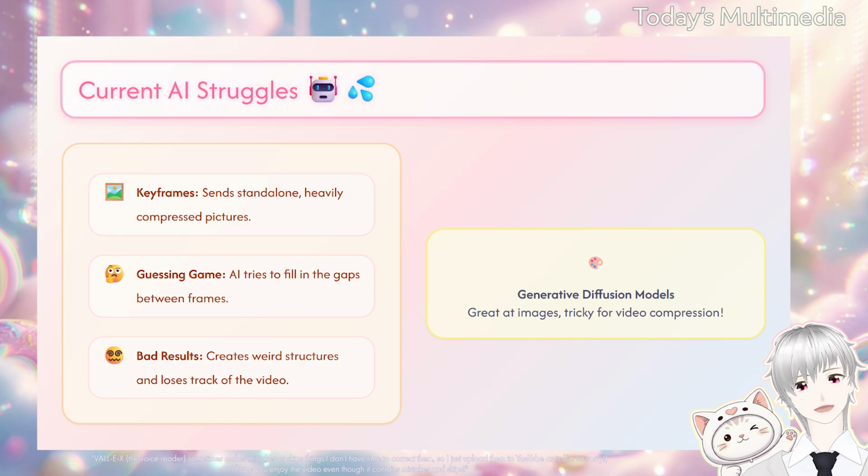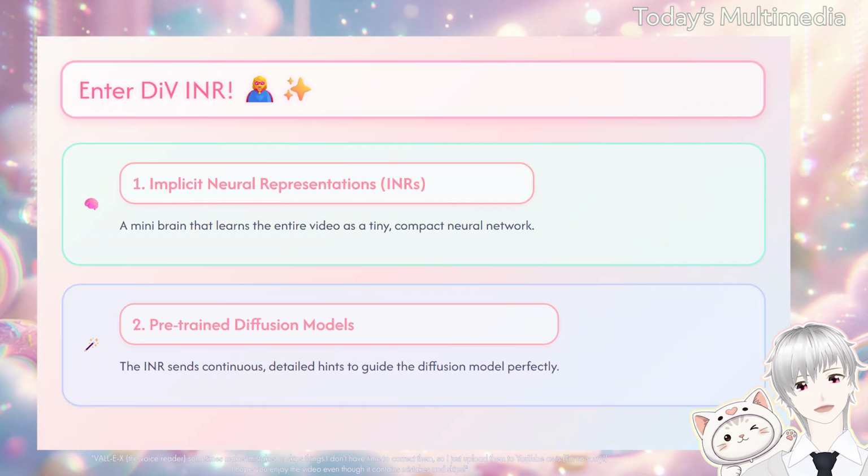Diffusion models are the same kind of AI that can generate beautiful images from text prompts, and they are great at creating highly detailed, realistic pictures. Applying them to video compression has been really tricky. Most current methods try to send a few heavily compressed keyframes, which are basically just standalone pictures, and then they ask the AI to guess the frames in between. The problem is this often leads the AI to make bad guesses, creating weird structures or losing track of what is happening in the video if it gets too far away from a keyframe. That is exactly where this amazing new paper comes in to save the day.